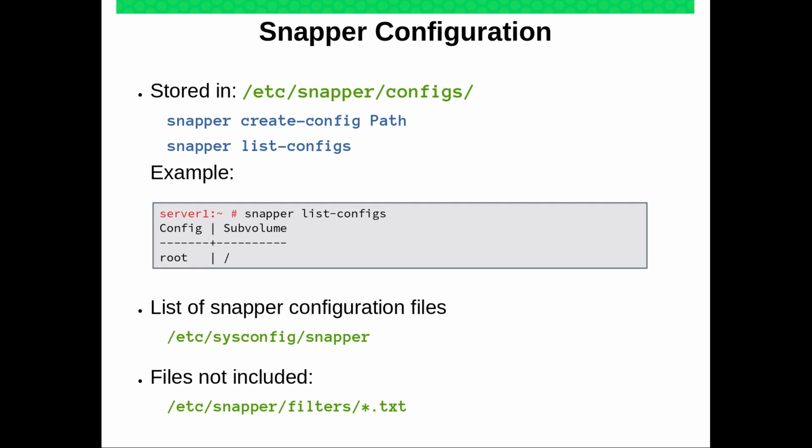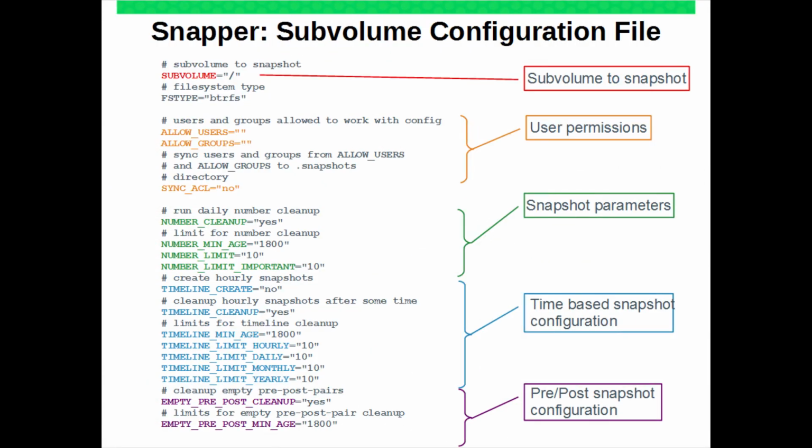We can get a list of Snapper configuration files if we look inside of the etc sysconfig snapper file. And if you want to prevent a file from being snapshotted, you can also go and filter those files as well. Here's an example of what a configuration file looks like under etc snapper.